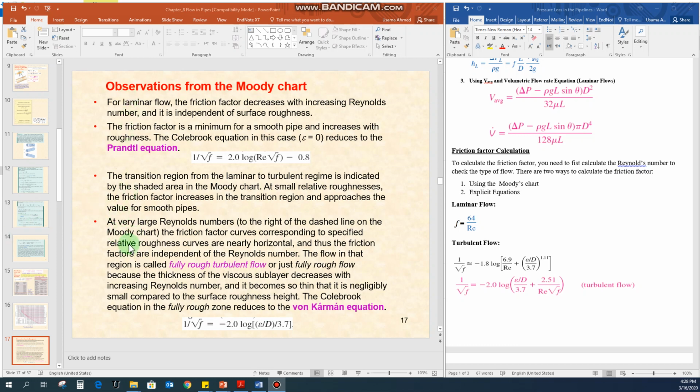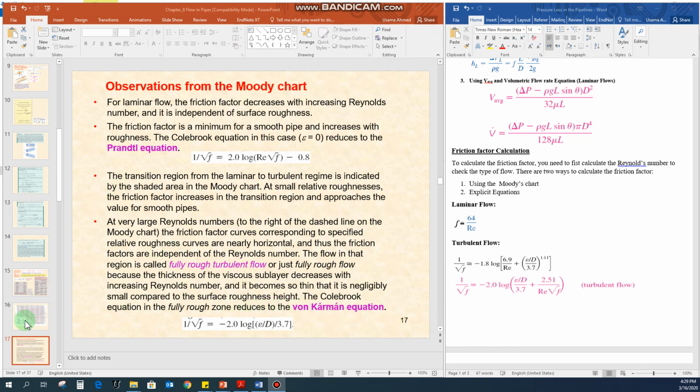Now the fourth point, at very large Reynolds numbers to the right of the dashed line on the Moody's chart, the friction factor curves corresponding to the specified relative roughness curves are nearly horizontal, and thus the friction factor is independent of the Reynolds number. The flow in that region is called fully rough turbulent flow, or just fully rough flow, because the thickness of the viscous sublayer decreases with increasing Reynolds number and becomes so thin that it is negligibly small compared to the surface roughness height. The Colebrook equation in the fully rough zone reduces to the von Karman equation.